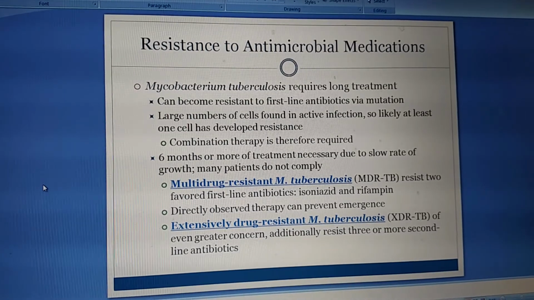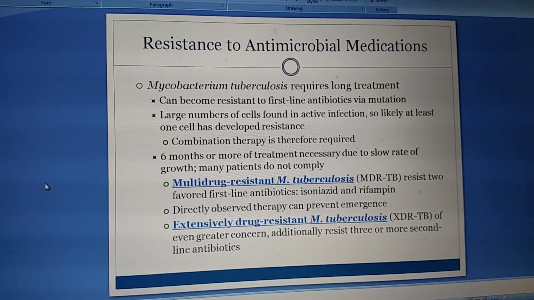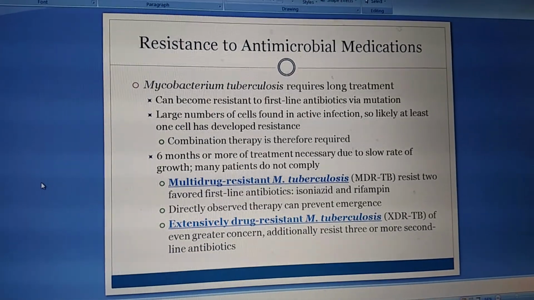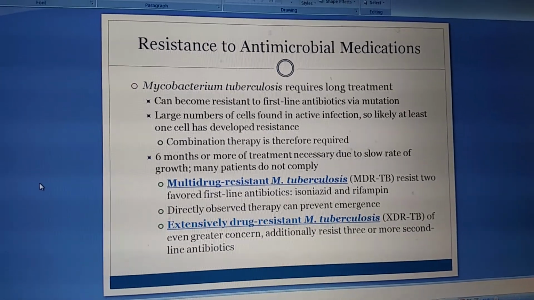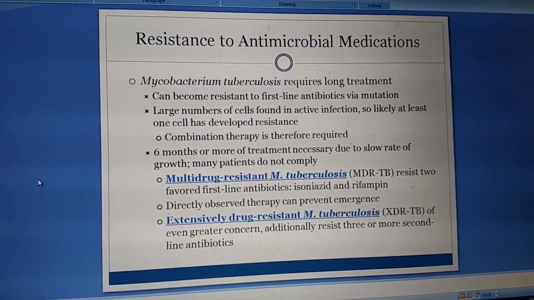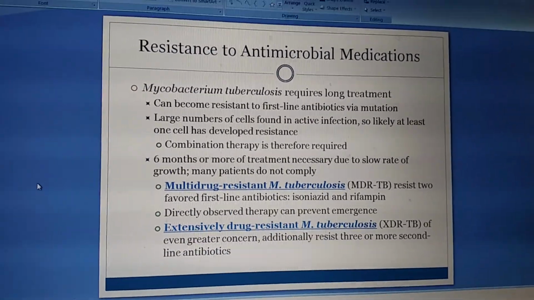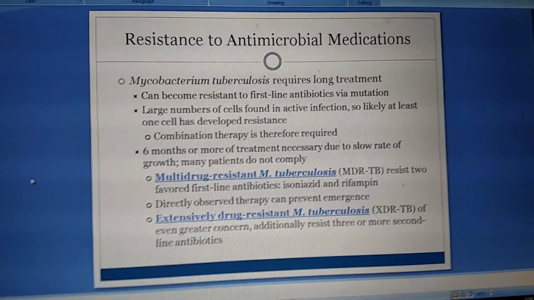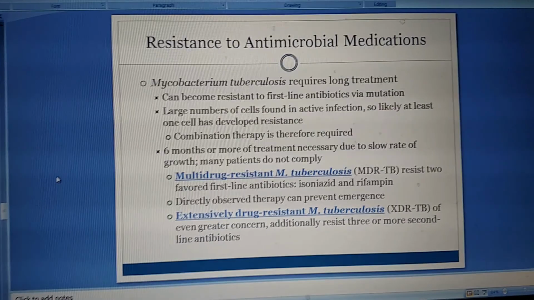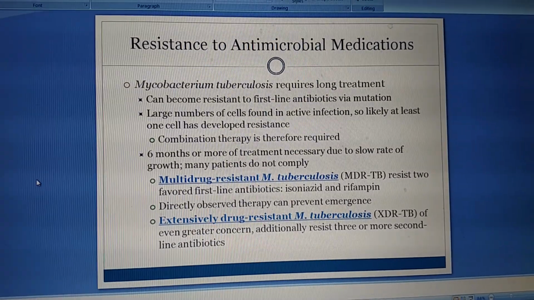When you look at Mycobacterium tuberculosis, it requires a long treatment period. A lot of times you can have resistance to first-line antibiotics through mutations, and that's why they now use combination therapies to try to prevent multiple mutations from forming. Typically, you need at least 6 months of treatment to get rid of it because they do grow so slowly, so it takes a long time for the drugs to actually have an effect.